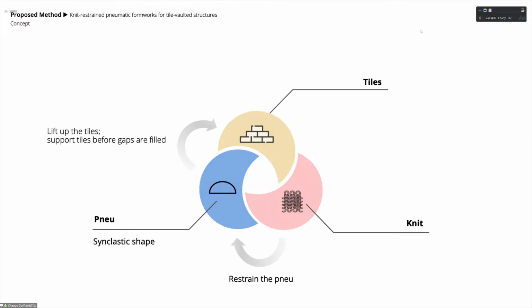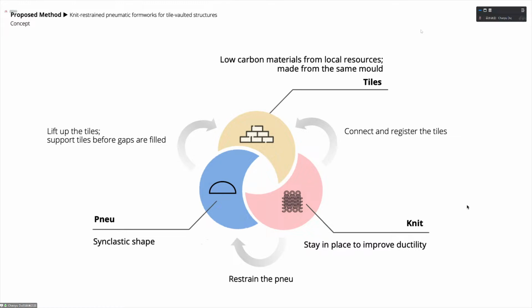The knit features customization and behaves in tension. It has two functions in this system. Firstly, it can stretch fully and restrain the pneumatic. And secondly, it connects and holds the tiles. The knit will stay in place and improve the ductility of the vault structure. And all these three elements make the construction method ideal for low-income countries where local materials can be used.